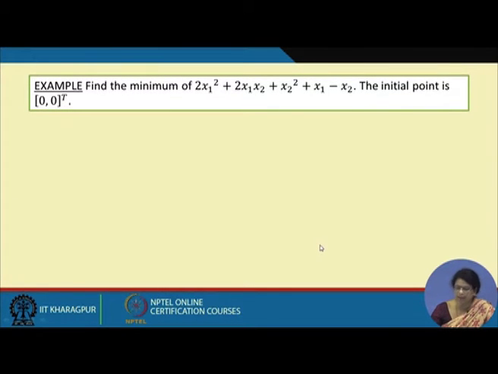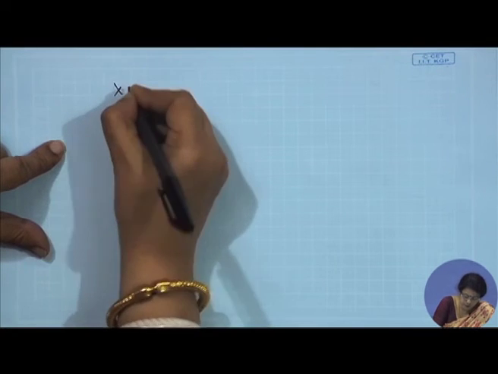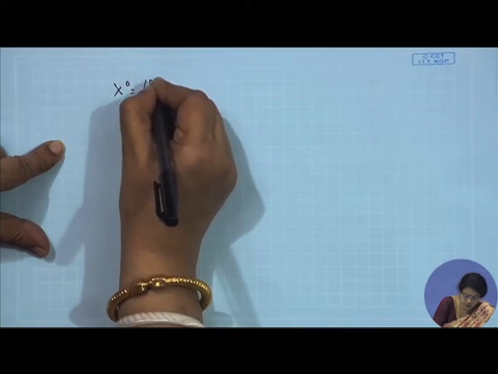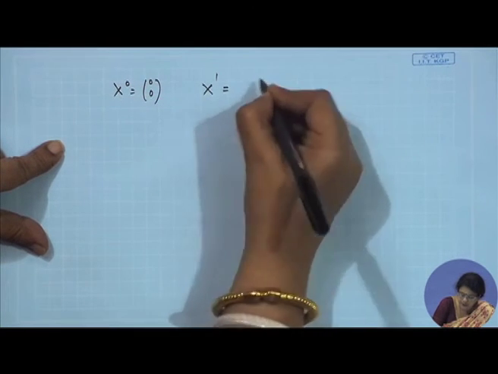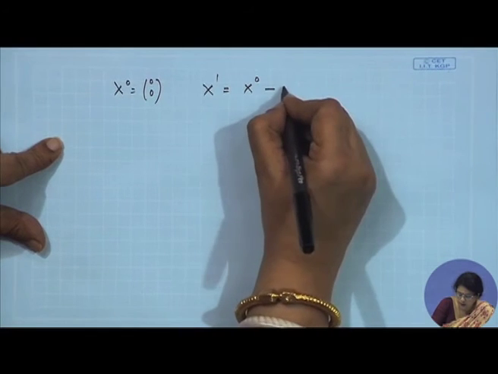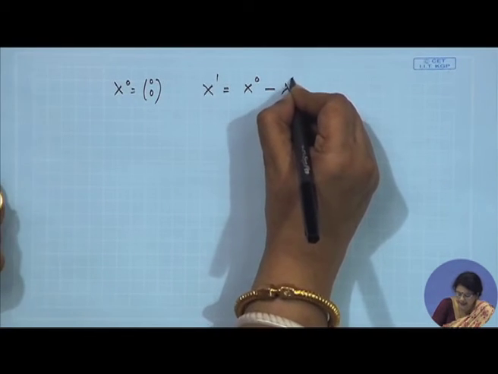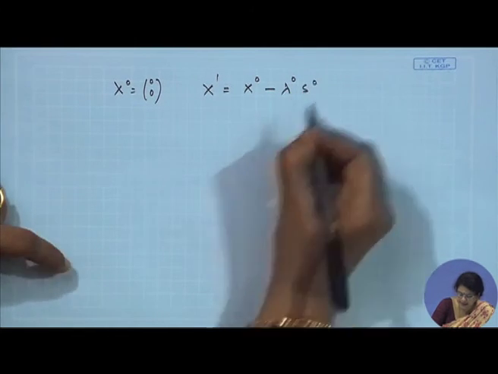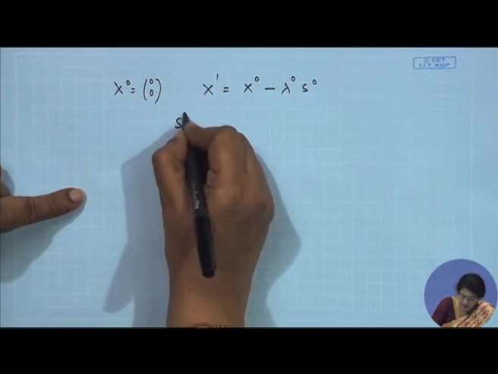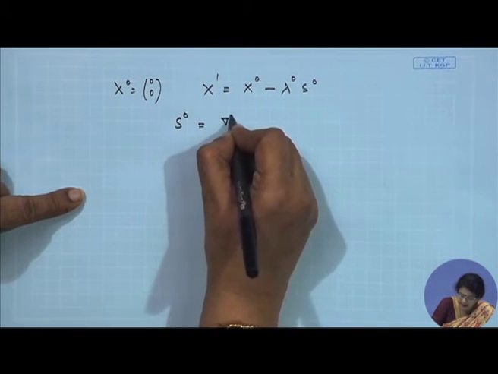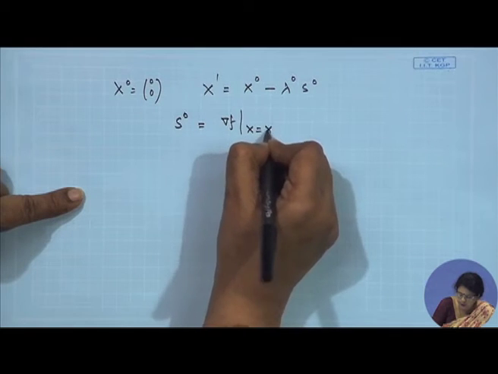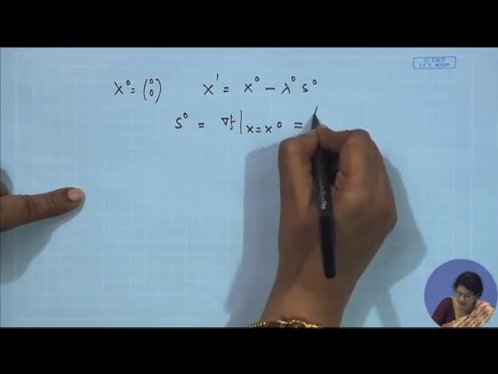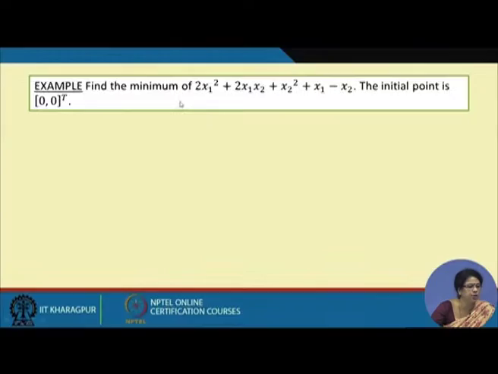problem, if we start from 0, 0, then my x0 is equal to (0, 0). What is my x1? x1 would be equal to x0 minus lambda 0 times s0. What is my s0? s0 is equal to grad f at x equal to x0. What is my grad f from here? The function is 2x1 squared plus 2x1x2, this way.